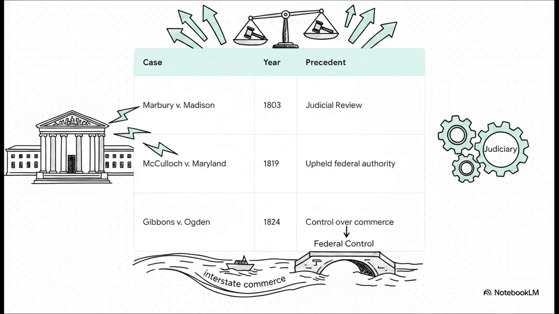But the evolution of federal power wasn't just up to the politicians. Chief Justice John Marshall systematically used the Supreme Court to cement federal supremacy. In 1803, Marbury v. Madison established judicial review. Then, in 1819, McCulloch v. Maryland upheld federal authority over the states. And by 1824, Gibbons v. Ogden reinforced federal control over interstate commerce. Through these rulings, the judiciary had officially arrived as a powerful, co-equal branch of the government.